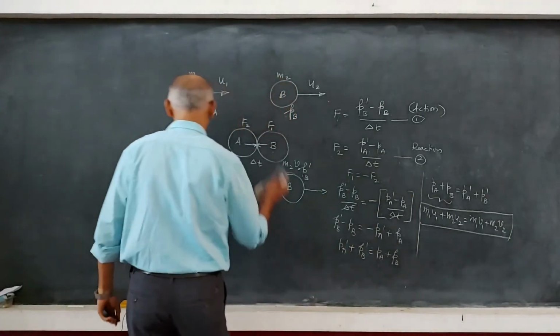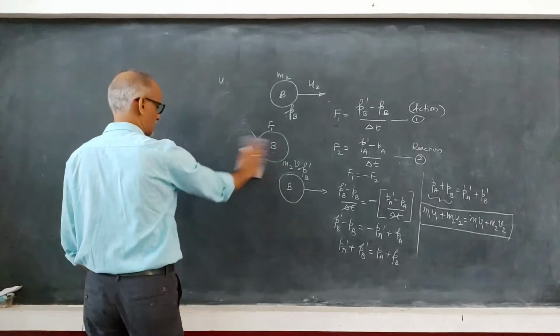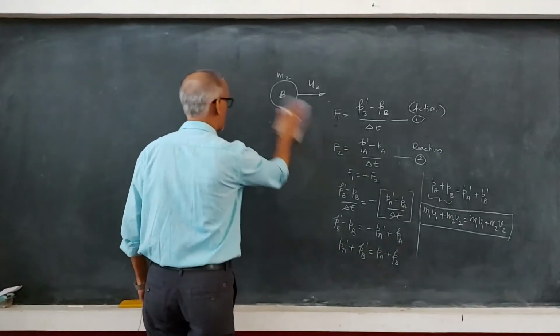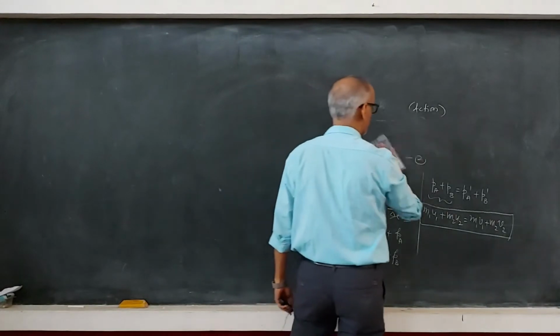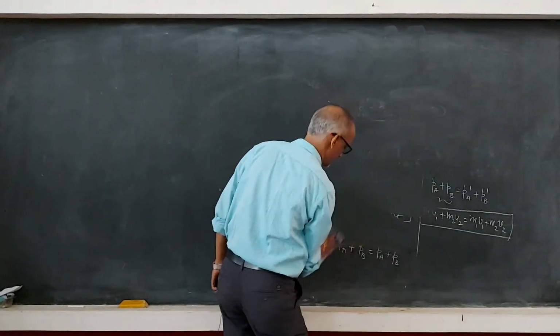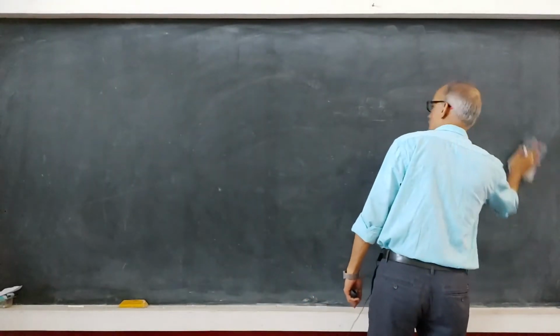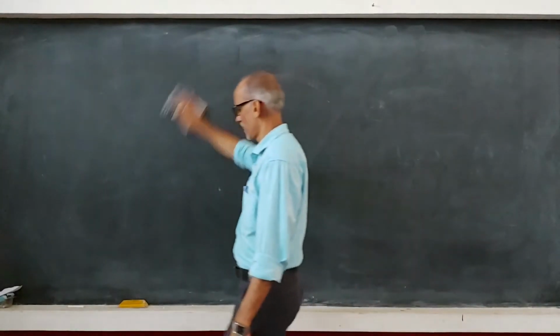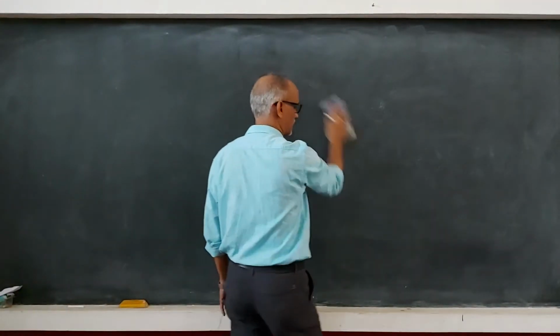It's an important 5 marks question, and they'll ask you to prove the law of conservation of linear momentum in the case of two bodies colliding with each other. So you need to derive this particular equation.